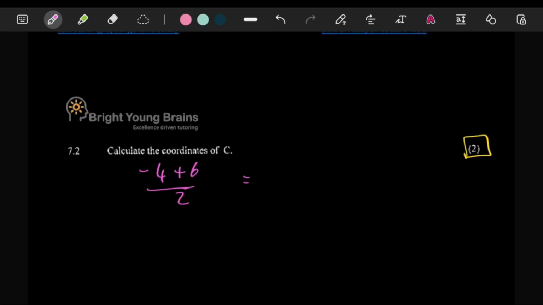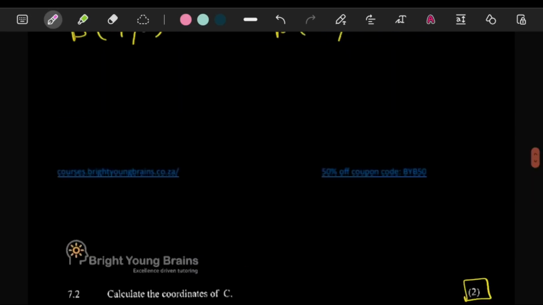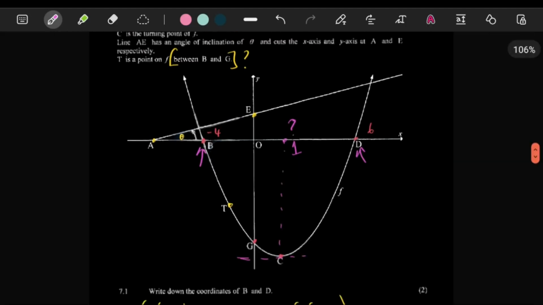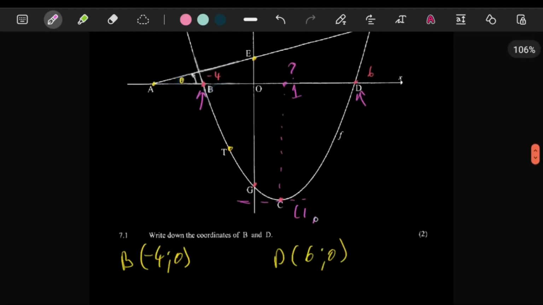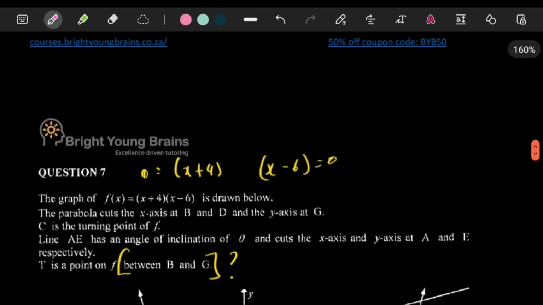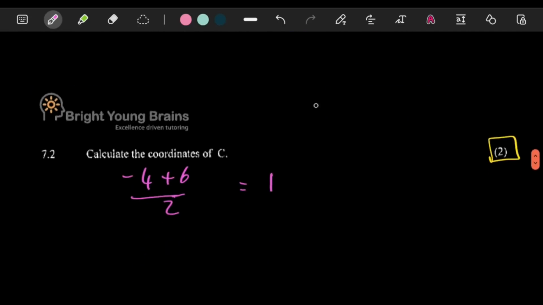-4 plus 6 is 2. So the x value of the turning point here is 1. If the x value of the turning point is 1, its y value you can just get by putting 1 into the equation. So in the equation of f of x, you're going to put a 1 over there, and then a 1 over there. So it's 5 times -5.